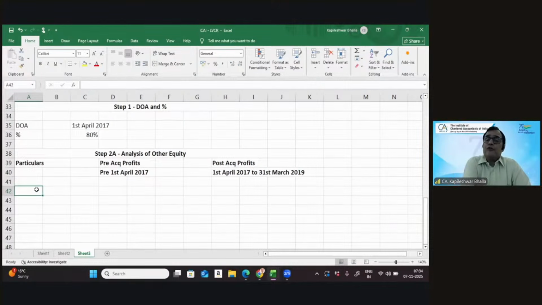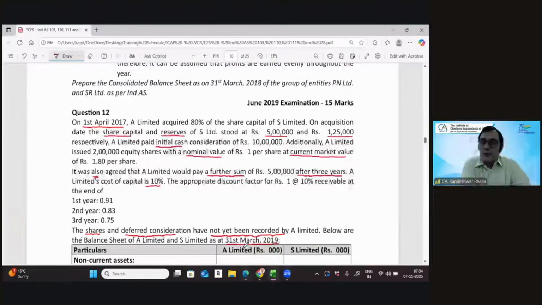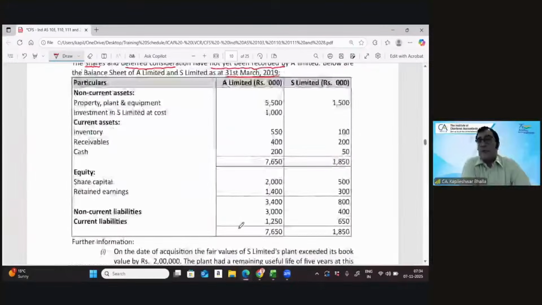Now, what we're going to do first of all, go back to the balance sheet of the subsidiary. Now remember, sometimes what starts coming to the mind is I need to look at the extract balance sheet. I don't need to look at the extract balance sheet in this case because the extract balance sheet has made the changes in the books of A. There are no changes as far as the subsidiary is concerned.